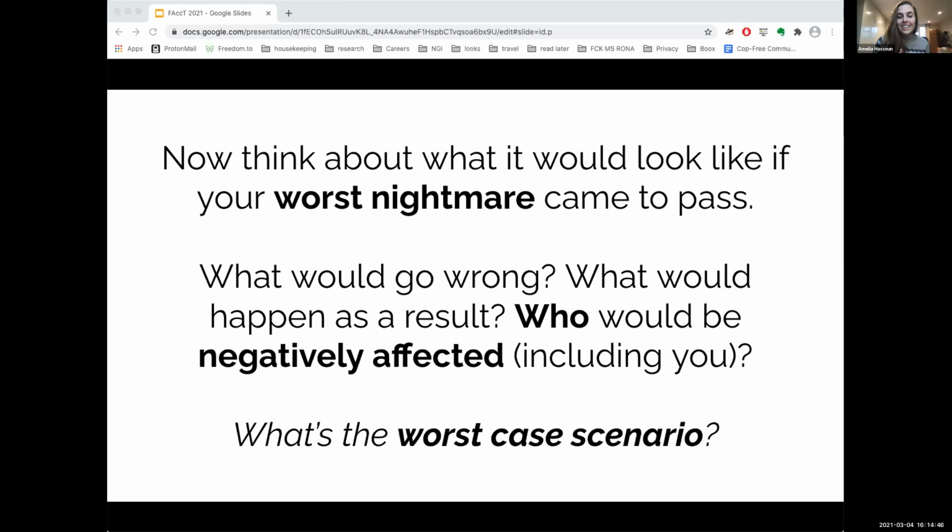So let's take 2 minutes to think about what it would look like if your worst nightmare came to pass. So if things went wrong in your project, what would go wrong? What would happen as a result? Who would be negatively affected, including yourself? So think for 2 minutes and write about what the worst case scenario is.